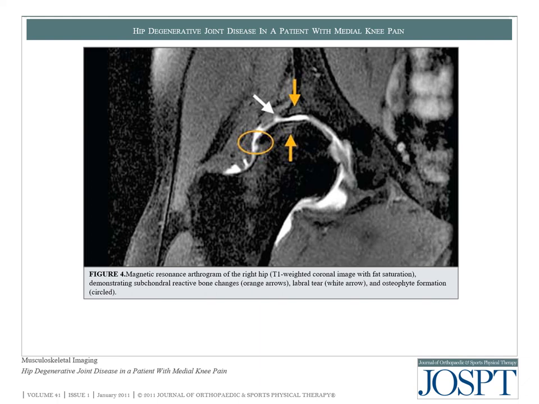So bony edema is consistent with, again, more advanced change at the hip, as well as labral pathology, acetabular undercoverage, as well as hip osteoarthritis. So this is a rather complicated case.